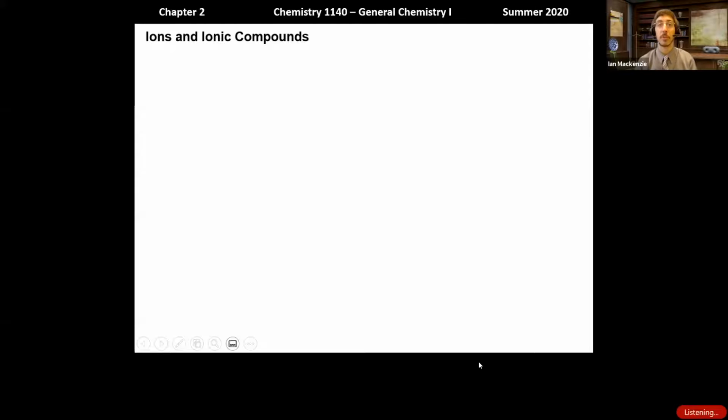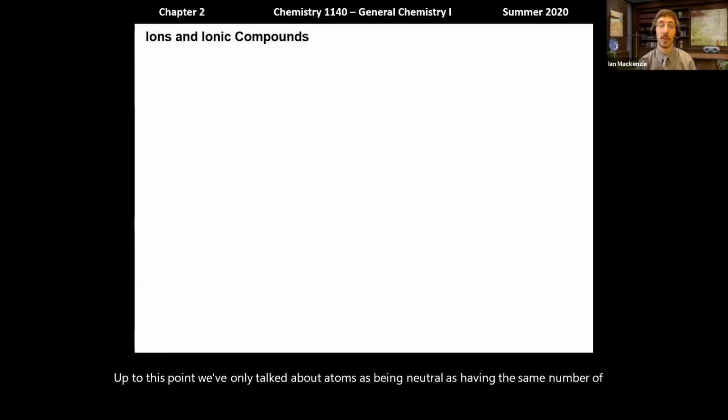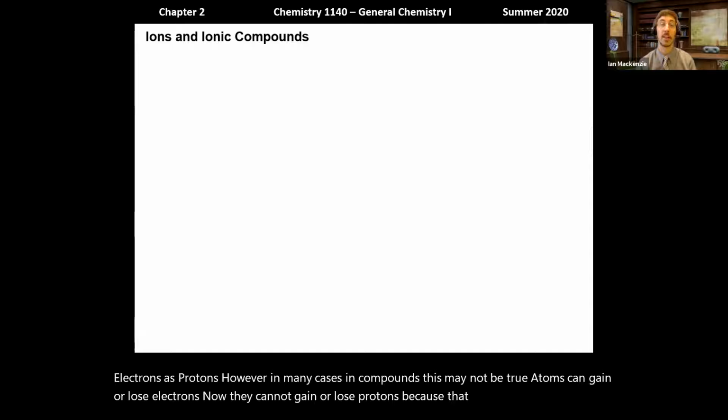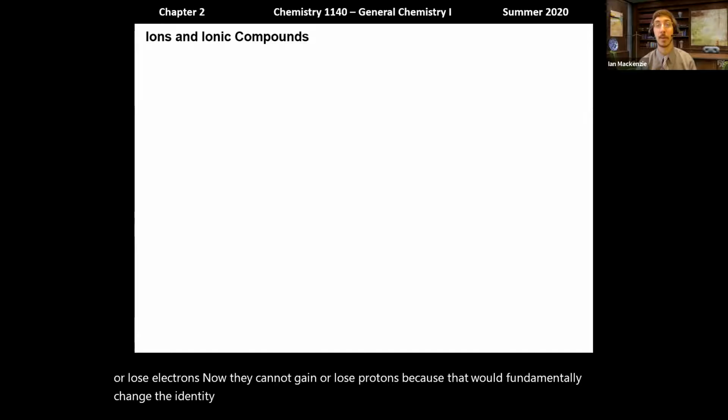Up to this point, we've only talked about atoms as being neutral, as having the same number of electrons as protons. However, in many cases in compounds, this may not be true. Atoms can gain or lose electrons. Now, they cannot gain or lose protons because that would fundamentally change the identity of the atom, and it would become a different element, which would violate one of Dalton's postulates. But they can gain or lose electrons.